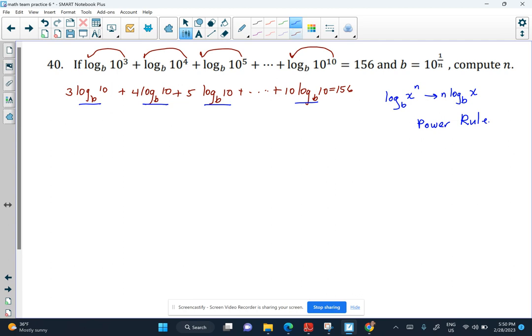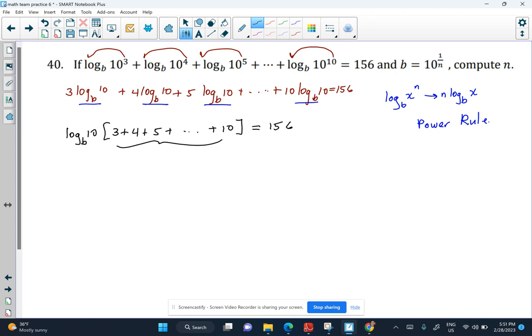So what do we do? This is a traditional mathematics tactic. We factor it out as the GCF. We do that a lot in math, in higher level math. So I'm factoring it out, and I'm left with 3 plus 4 plus 5 plus dot, dot, dot, plus 10 is equal to 156. Now what?